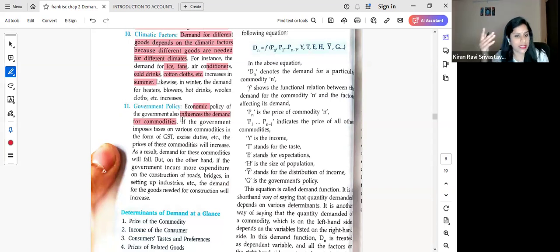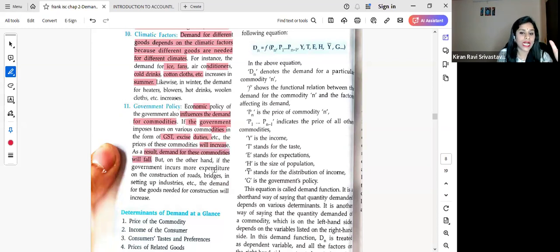Because if the government increases taxes, the price will increase and people would not want to buy that particular product. And every year when the budget is announced, certain commodities become cheaper, certain commodities become expensive. All that is again determined by economic policy. If the government imposes taxes on various commodities in the form of GST, goods and services tax, which is an indirect tax, along with excise duty, etc., the prices of these commodities will increase. When the price increases, you know the nature: the demand for such commodities will fall.